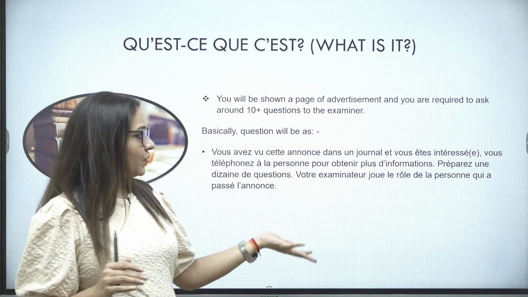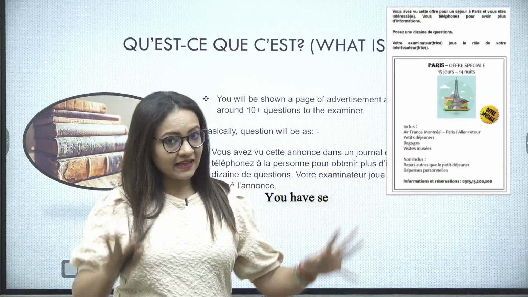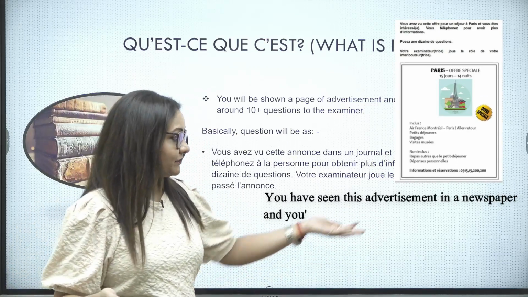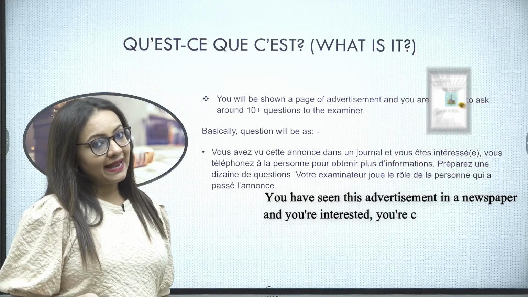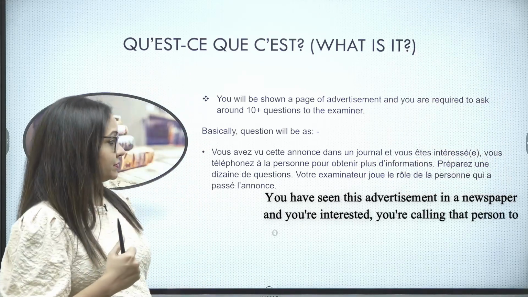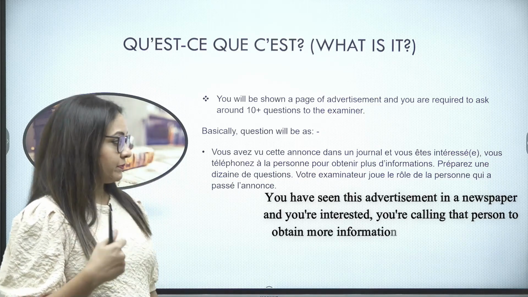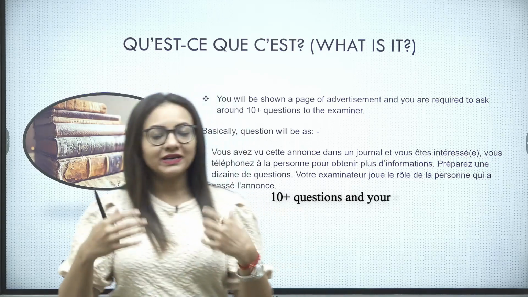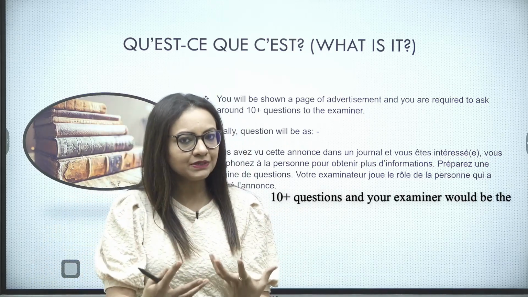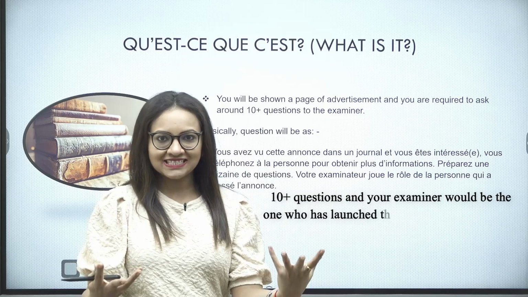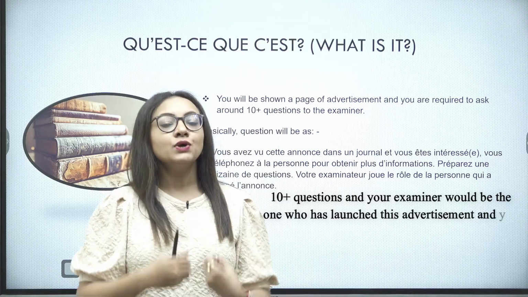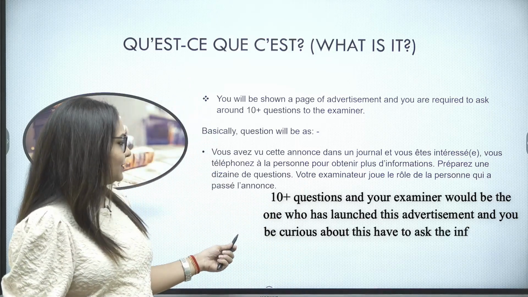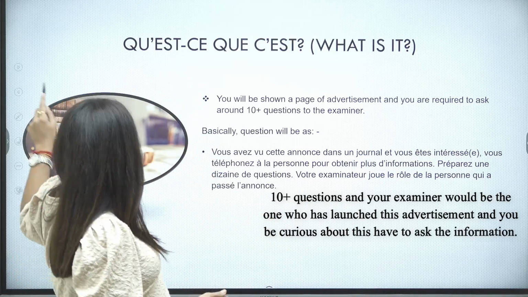Vous avez vu cette annonce dans un journal. You've seen this advertisement in a newspaper and you are interested. Vous êtes intéressé. Vous téléphonez à la personne. You are calling that person to obtain more information and you have to prepare 10 plus questions. Your interlocutor, your examiner, would be the one who has launched this annonce, this publicity, this advertisement, and you have to call being curious about it and ask for the other information.